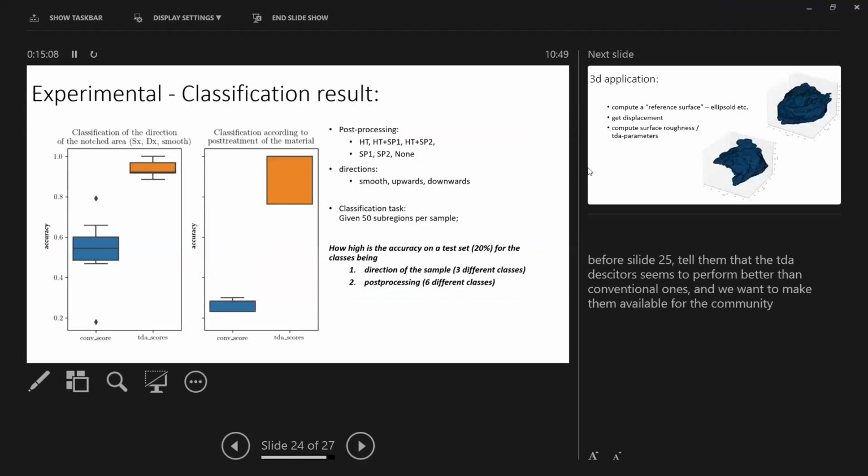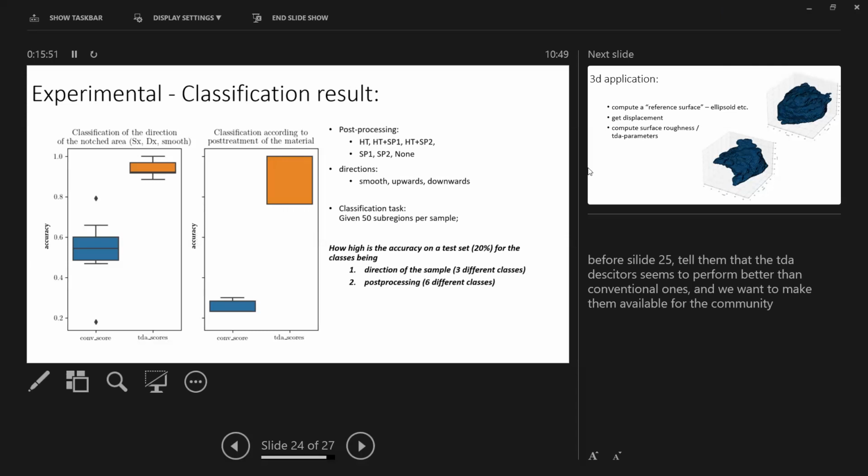And we can see that if we ask whether we can classify the direction of the notch for all the different ones, then the TDA scores are far better in classifying the different directions we've seen in the material than the classical ones. The same holds if we consider whether we can put them into different post-treatments for the materials. So it's really capturing the information about the actual material, and how that is affecting it.